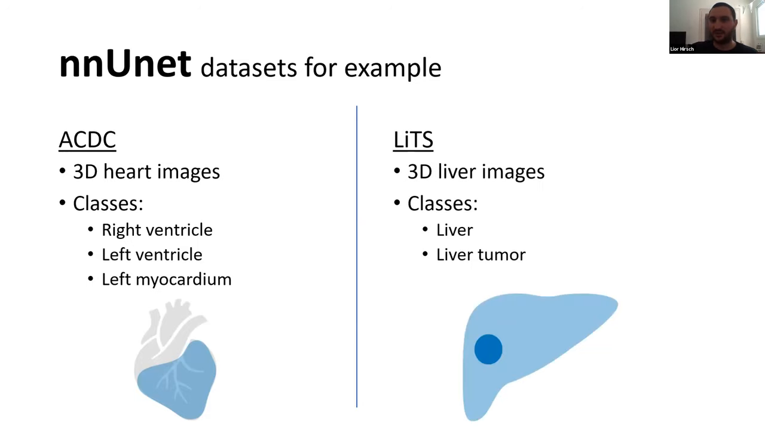And the second data set is called LiTS, the liver and liver tumor segmentation. Here we have 3D liver images, and the task is to segment between liver and liver tumor.